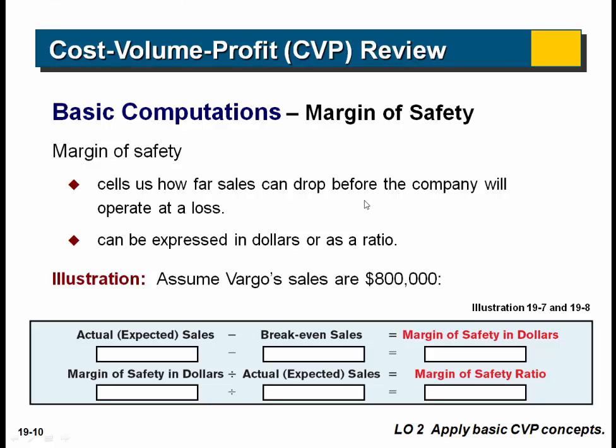Now let's look a little bit at the margin of safety. The margin of safety tells us how far sales can drop before the company will operate at a loss and can be expressed as dollars or as a ratio.